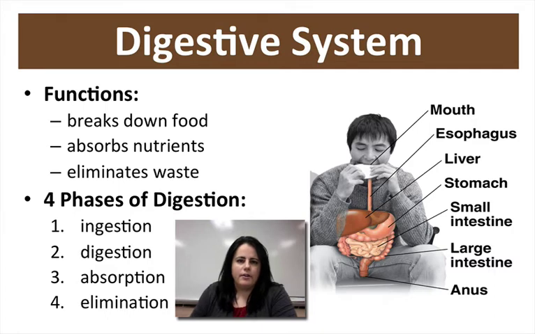The entire process is broken down into four main parts: ingestion, digestion, absorption, and elimination. And the system involves some major organs from the mouth, esophagus, liver, down to the small and large intestines, and a few in between there as well.